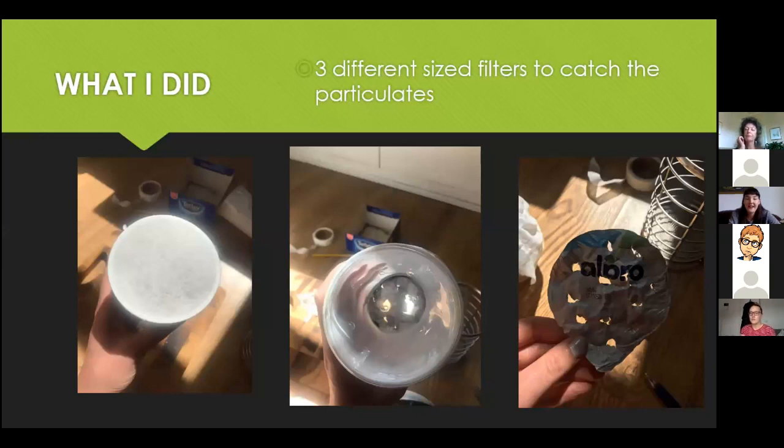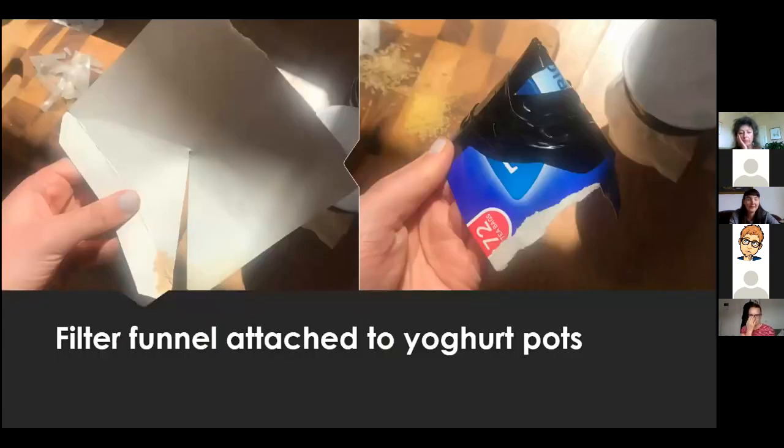And then I made a filter funnel out of a tea bag box and just taped it up together, and then put that to the end of the system.